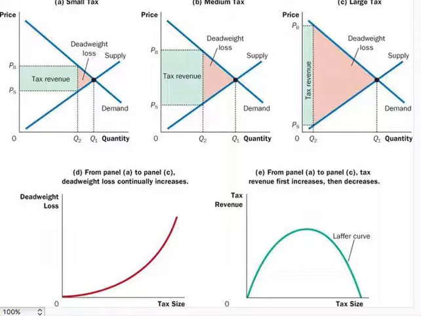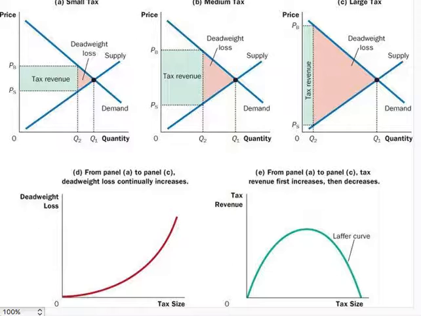Taxes rarely stay the same for long periods of time. Policymakers in local, state, and federal governments are always considering raising one tax or lowering another. Here we consider what happens to the deadweight loss in the tax revenue when the size of a tax changes.